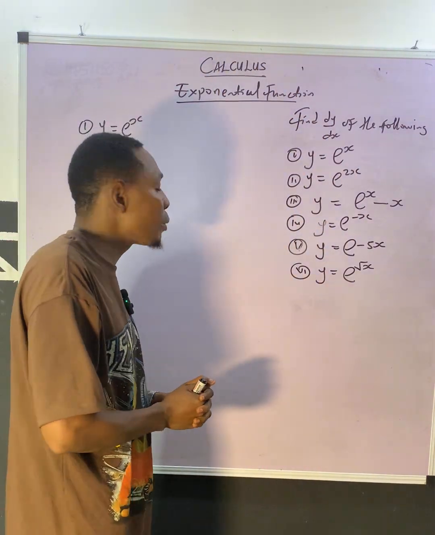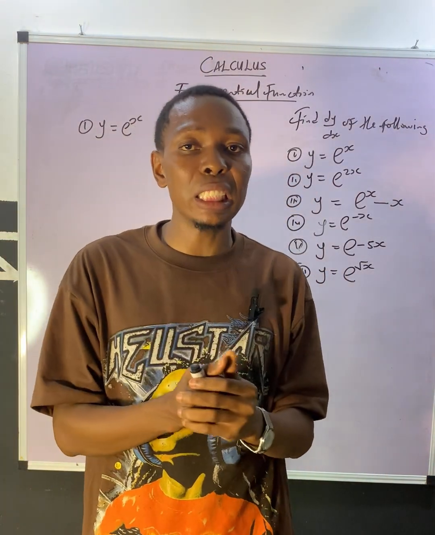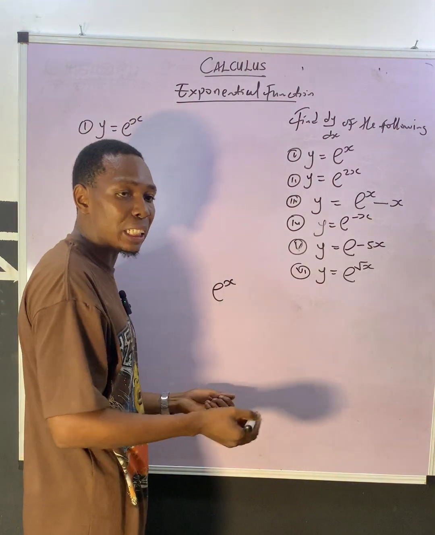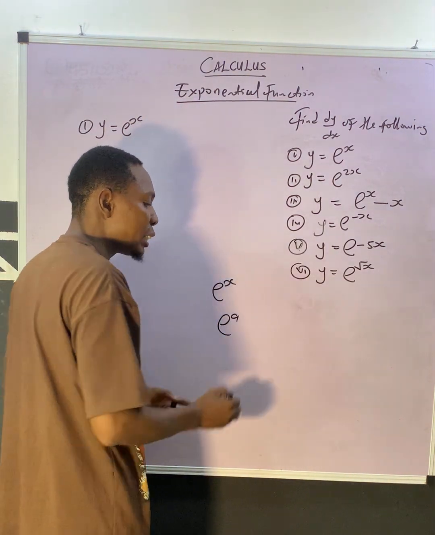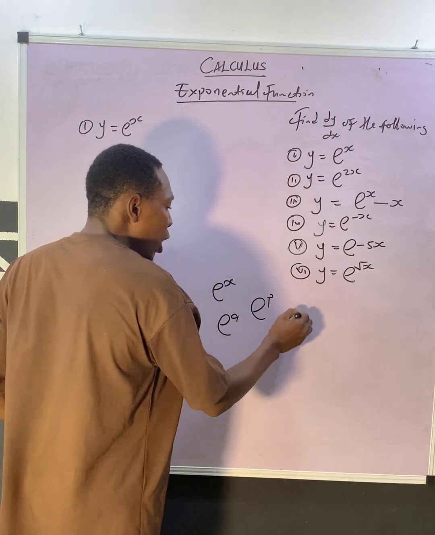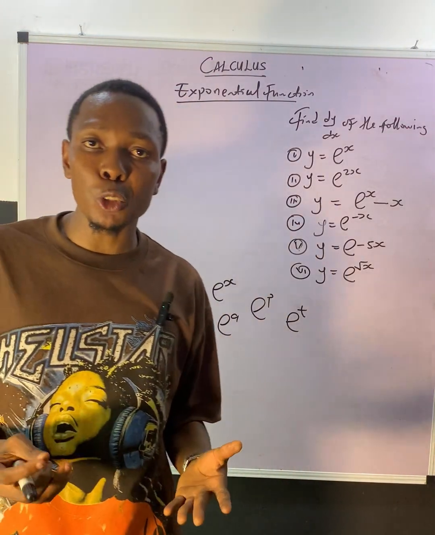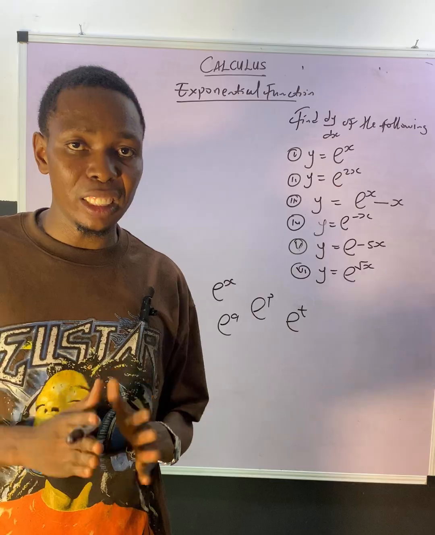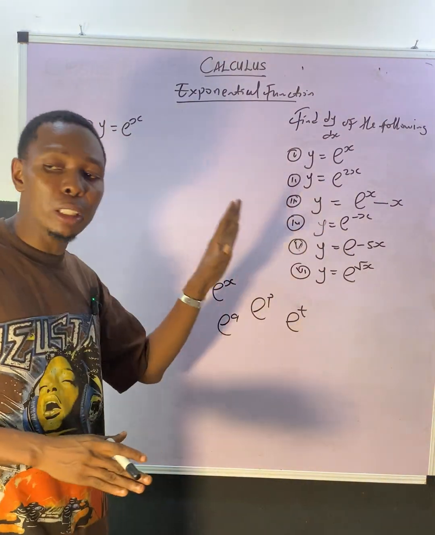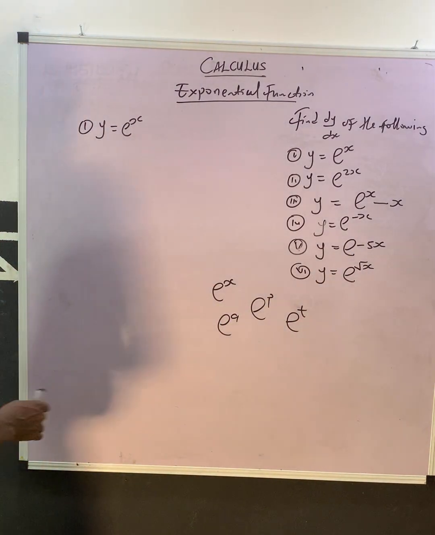Now the truth is whenever you differentiate the exponential of a variable, you still have that same thing. For example, e^s is written as e^s, e^a is written as e^a, e^p is written as e^p, and e^t is written as e^t. It doesn't change, it remains the same. So having this in mind, all this shouldn't be difficult for you to solve.